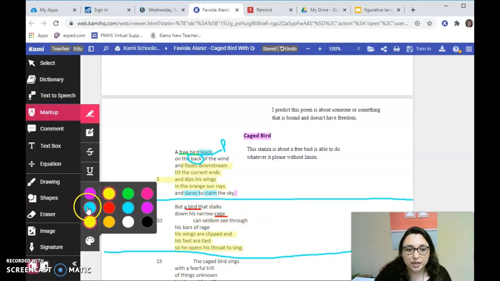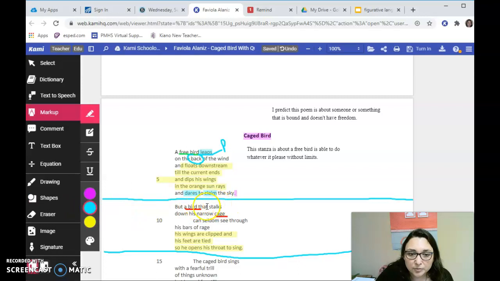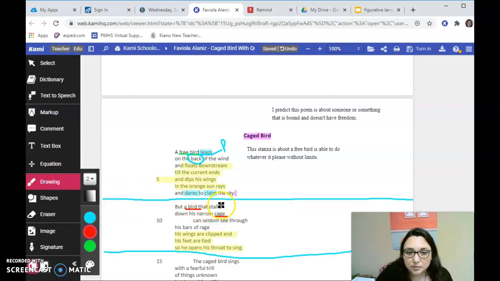I'm going to look for some action verbs, vivid verbs. I'm just going to circle them in blue. Stalks. Rage. It's a very vivid word. That rage that it feels, right?